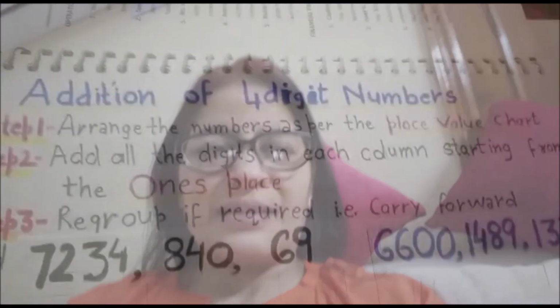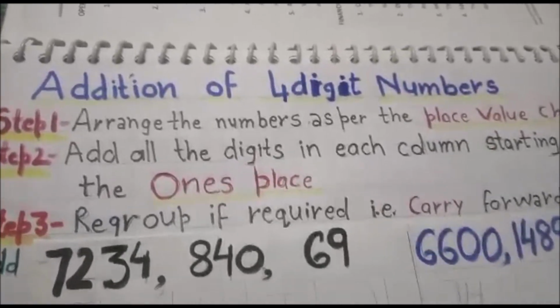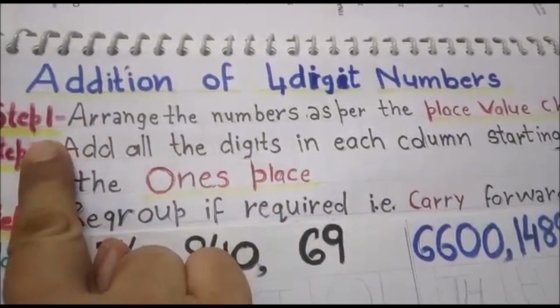That time we were having two numbers and we have learned the steps. Today, students, we will learn to add three numbers together and we follow the same steps. See, students, while adding three numbers, we follow the same steps as step 1.